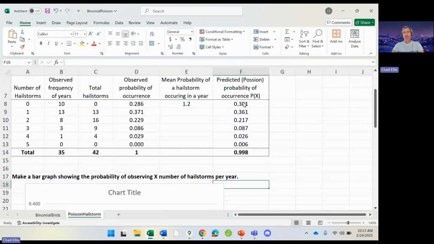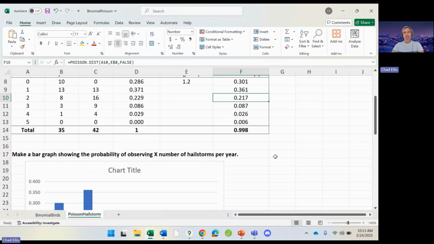Then you're also going to be making a scatter plot between the predicted Poisson probabilities and the observed probabilities to see how good of a fit there is. Because the closer the fit between the Poisson probabilities and the observed probabilities, the more likely that our data set is random in nature.